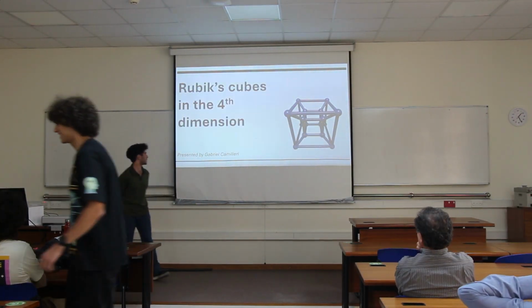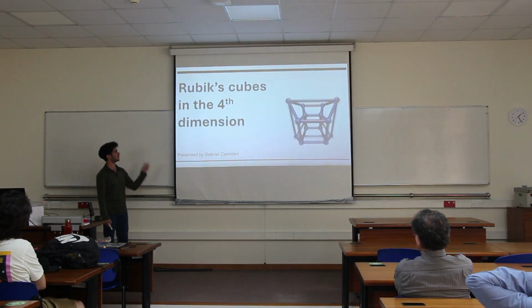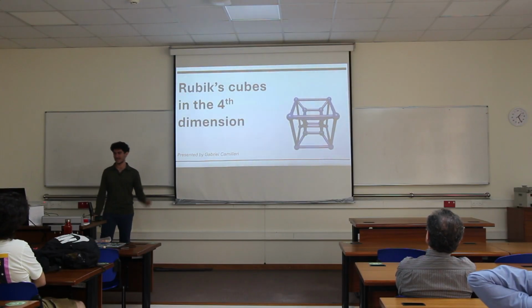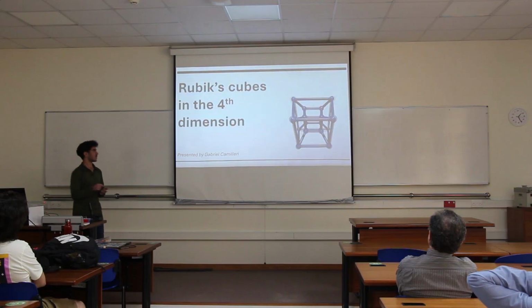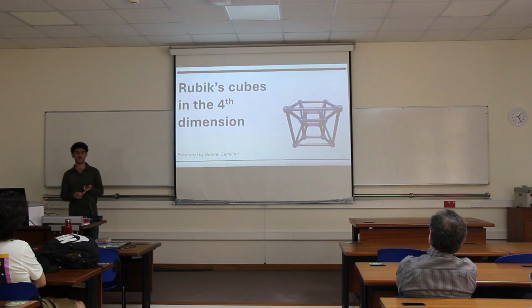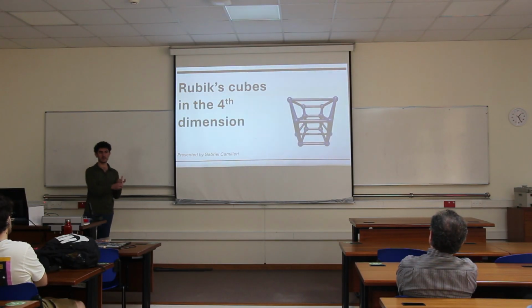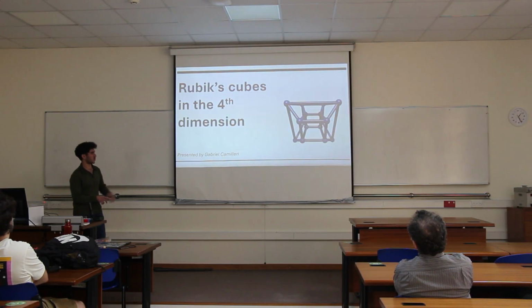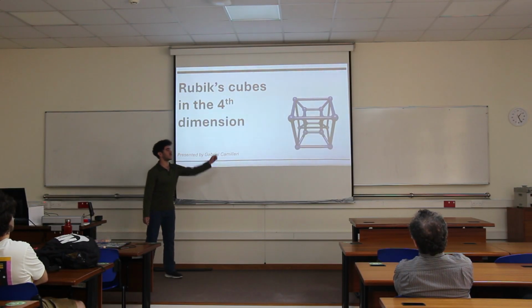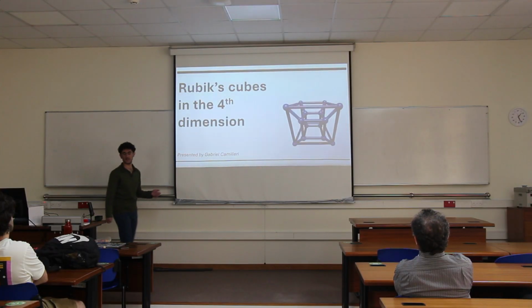Welcome to my talk. My name is Gabriel Camilleri, and I will be talking about Rubik's Cubes in the fourth dimension. I will split my talk into essentially 3 parts. First, I will go into what the fourth dimension is, then I will go into what Rubik's Cubes are and why they're interesting, and then we will combine everything together. So here on the first slide, what we're seeing is the fourth dimensional cube, which is called the tesseract.